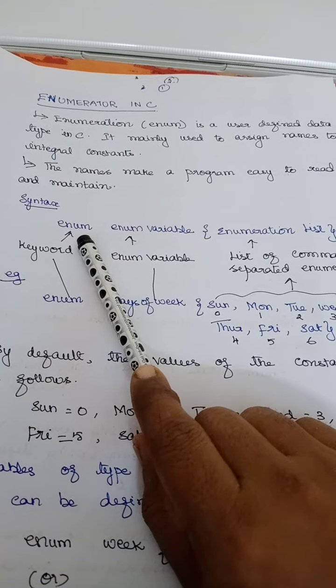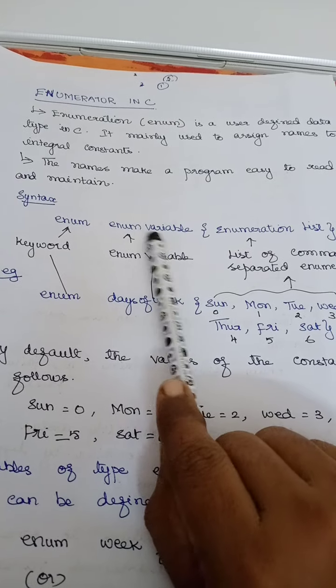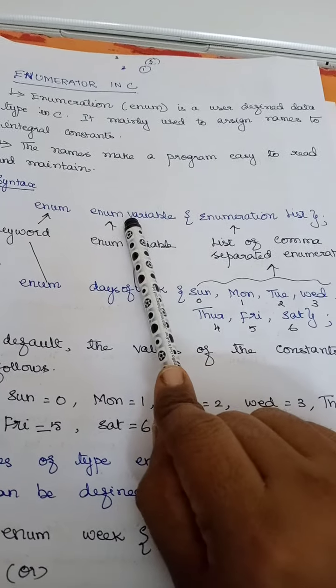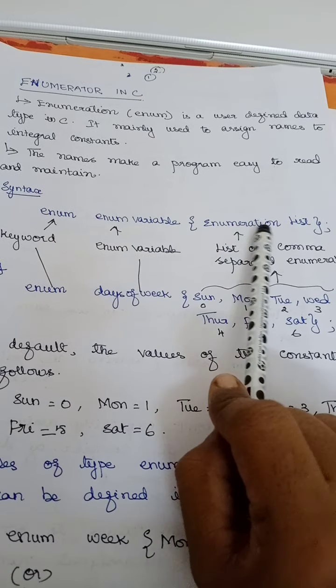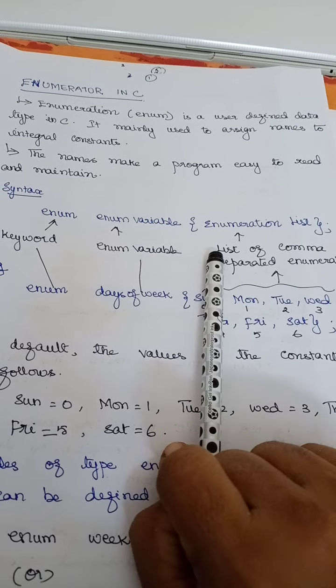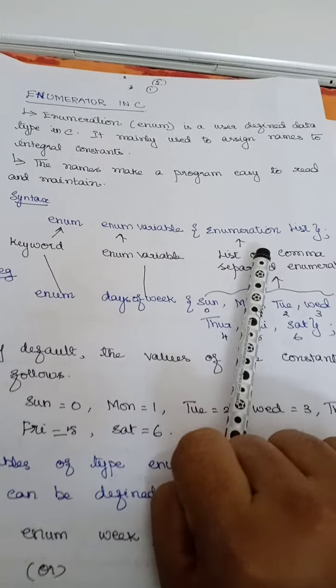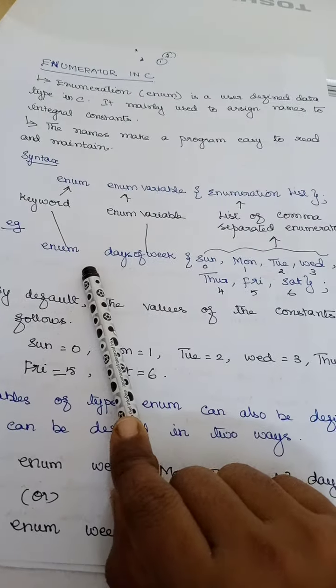Enum is a keyword, then an enum variable. Whatever variable I want, I can declare here. And here I have an enumeration list, a list of comma separated enumerators. When we move on to the example, you can understand.